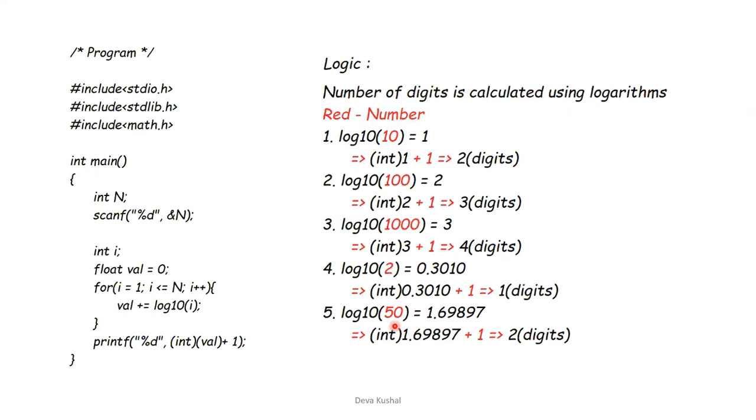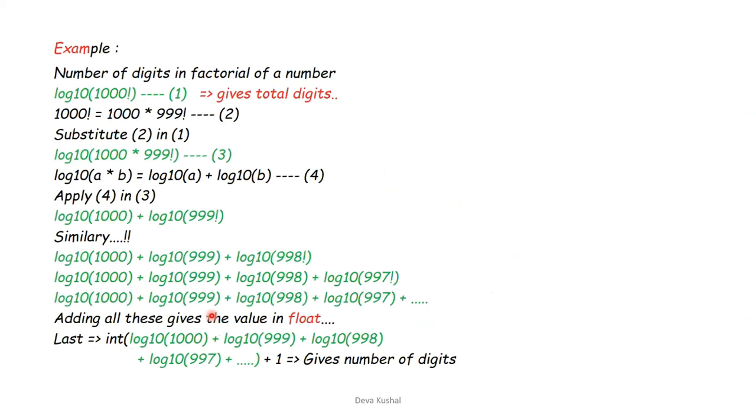If you understood this particular part, if you see the program that I wrote here, I'm taking a value called float, which is initialized to 0. I'm iterating the loop from i equals 1 to the given number. If you take 40 factorial, until 40, what I'm trying to do is, at each and every step, add the number of digits in that particular number. You can see how it works.